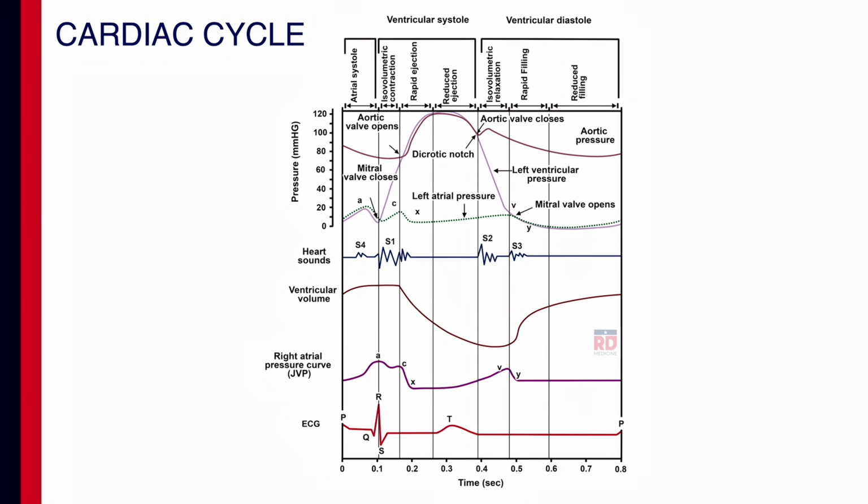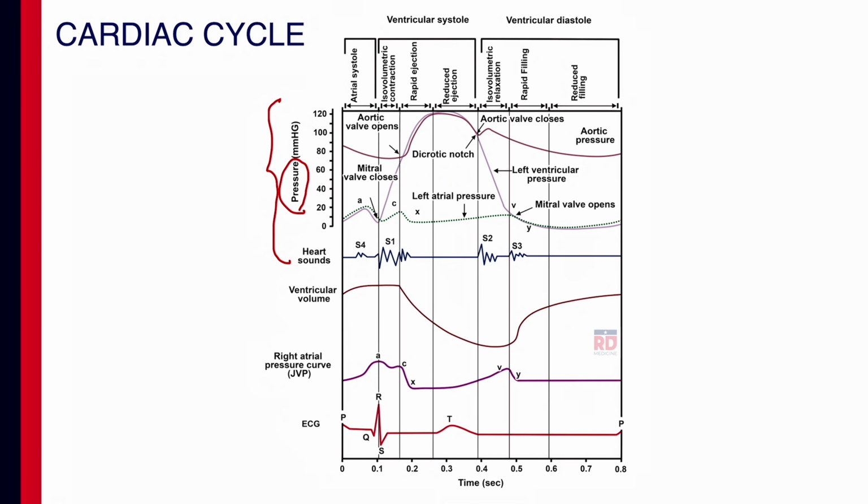On the x-axis, we have time. On the y-axis, we are tracking multiple things happening in sync: pressure, heart sounds, ventricular volume, jugular venous pulse, and ECG. This is a great summary of how everything in the heart works together during each heartbeat. Let's start by focusing on the top 3 pressure curves: left ventricular pressure, aortic pressure, and left atrial pressure.